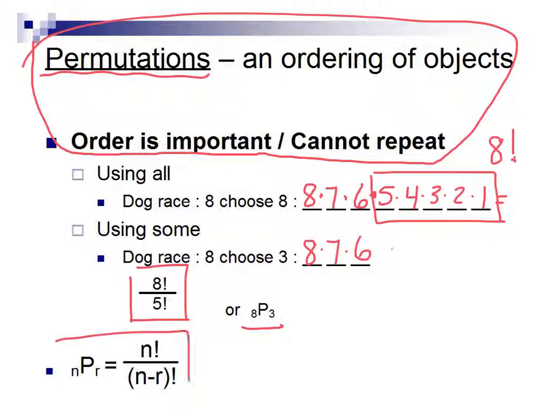This right here is basically the formula of what you're doing. You're taking your n factorial, that's your 8 factorial, then you're doing your n minus r, and since I was only choosing 3, n minus r would be 5. And that's what's going on, but you're using the button in your calculator to do it.